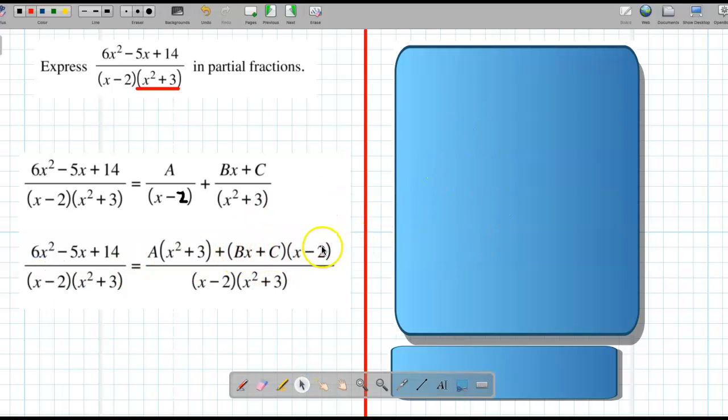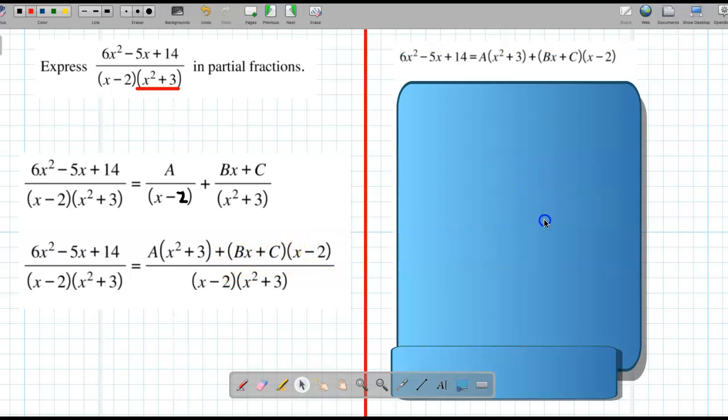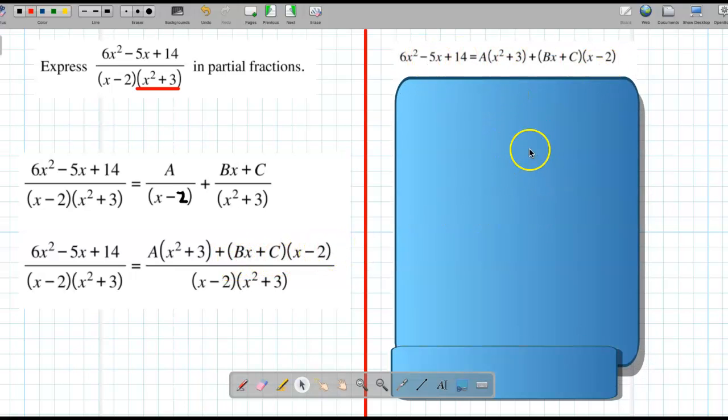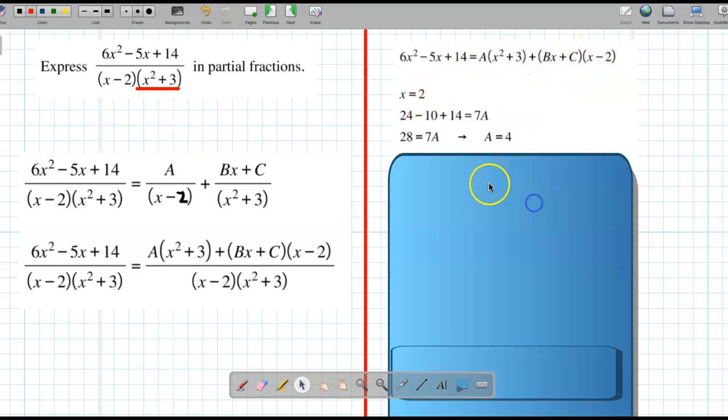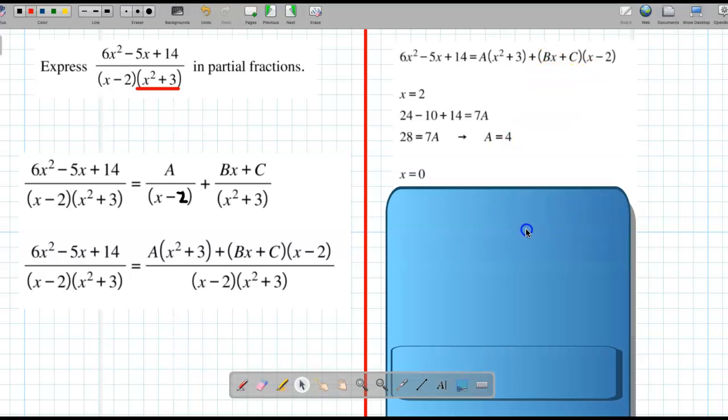So if I look at this one here, if I make x 2, then that's going to make this 0, so the whole bracket here is going to be knocked out. So there we are with our linear thing. X equals 2, so let's just go through and make sure we've done the maths right. 2 squared is 4, 24, take away 10, plus 14. Yep, so that's 28, and 7a apparently. So this is all gone, and this is 2 squared plus 3 is 7. So that works out nicely. A is 4.